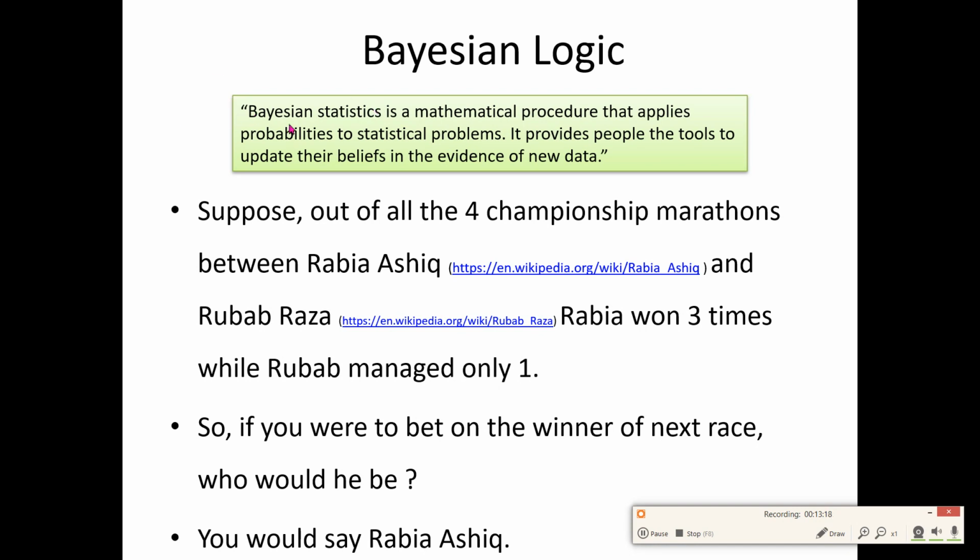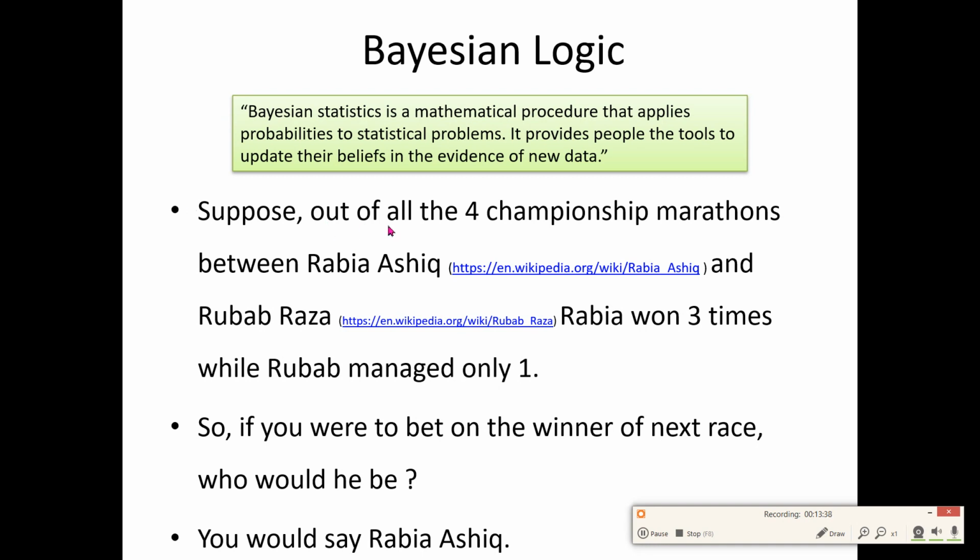Okay, so what is Bayesian logic or Bayesian statistics? It is actually nothing but making use of current data or recent data to update your estimates of probabilities, right? Let me explain through one example, then it will be more clear.